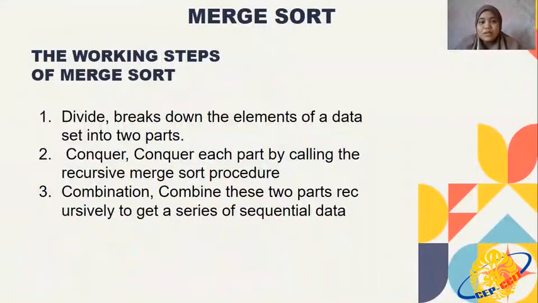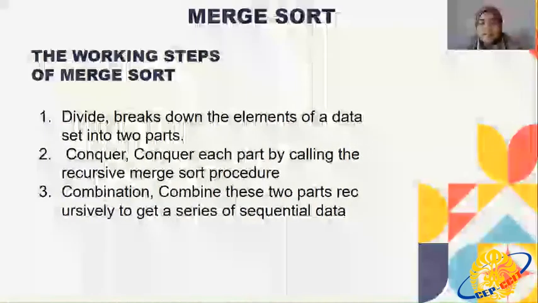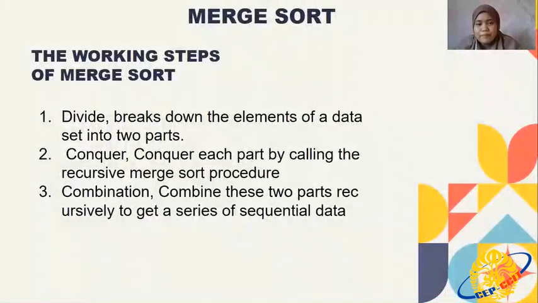The working steps of merge sort. 1. Divide: break down the elements of the data set into two parts. 2. Conquer: each part by calling the recursive merge sort procedure. 3. Combination: combine these two parts recursively to get sequential data.